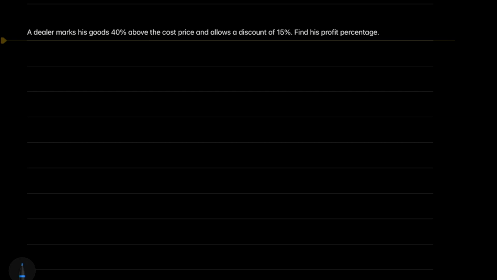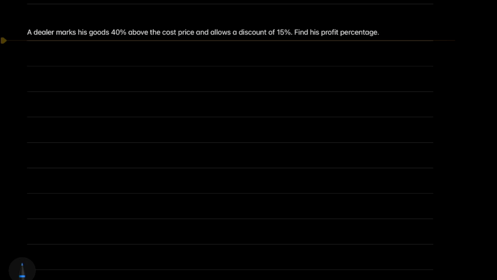So in this question, a dealer marks his goods 40% above the cost price and then allows a discount of 15%. Now we need to find the profit percentage again. So this is a very similar question to the one that we previously did, but here we don't have any numbers. So we need to work around with cost price of X rupees. So let's get started.